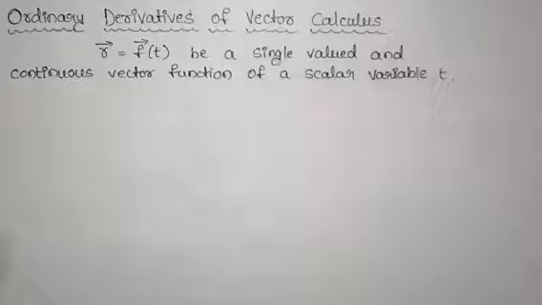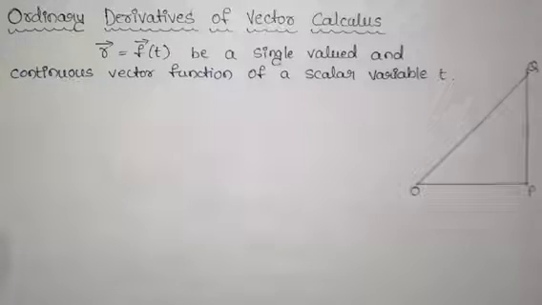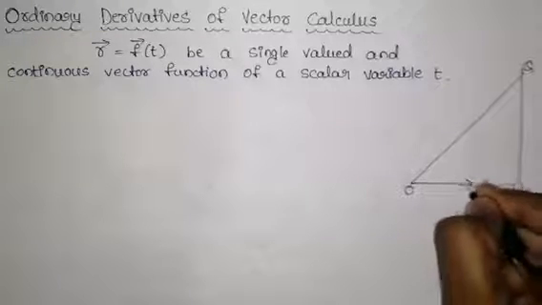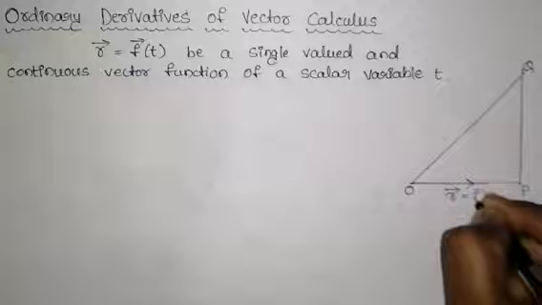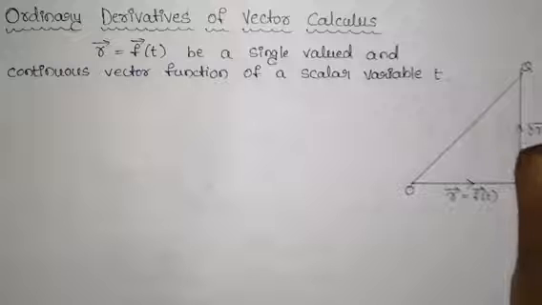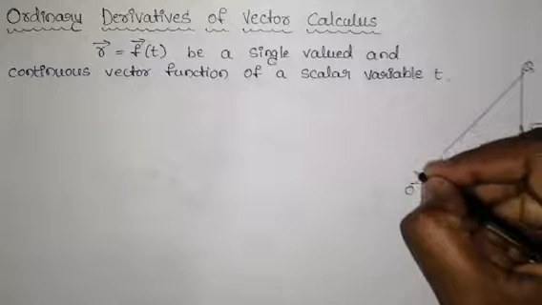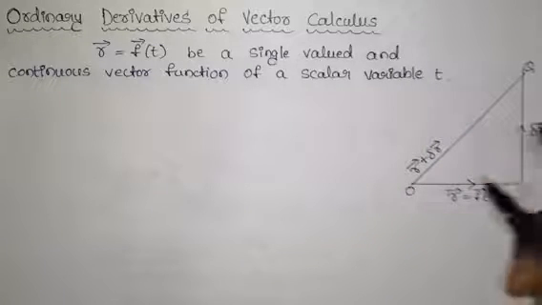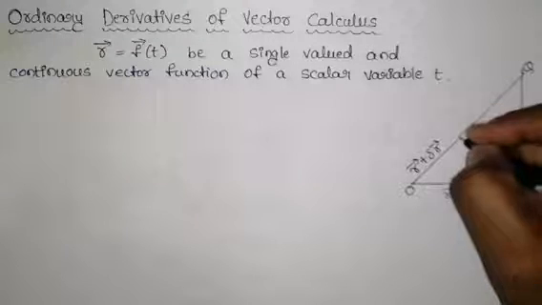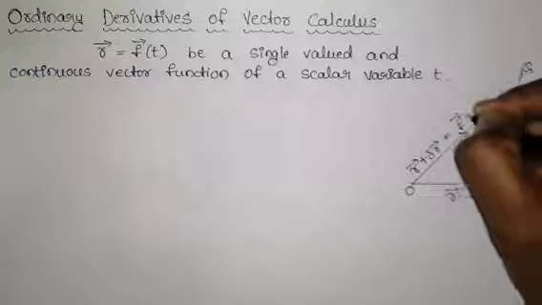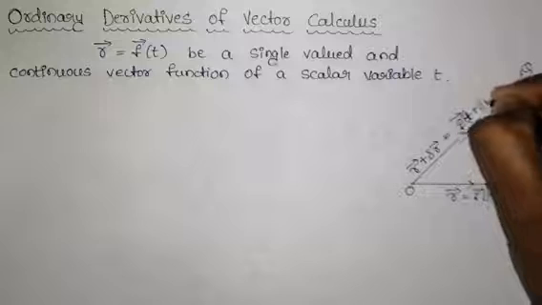Let us take how we can interpret this geometrically. So consider a triangle OPQ. Here OP is vector r, and it is in the form of vector f of t, and this perpendicular direction is delta r, and this hypotenuse gives vector r plus delta r. A small change in this condition gives vector r plus delta r equal to vector f of t plus delta t.